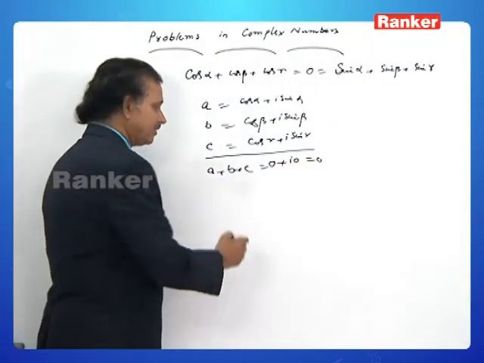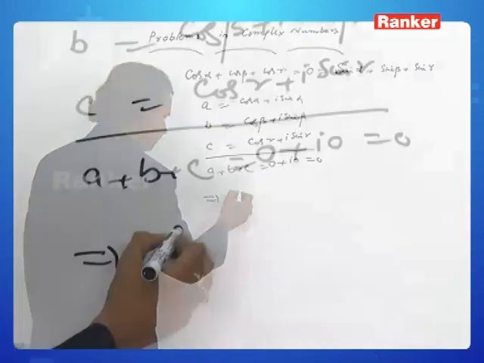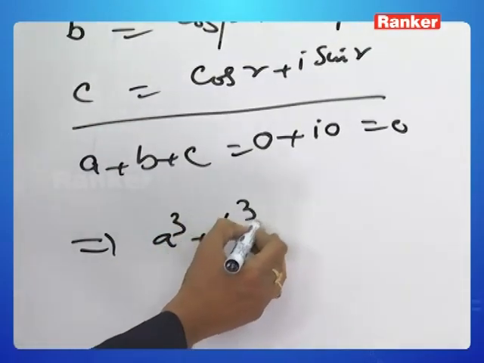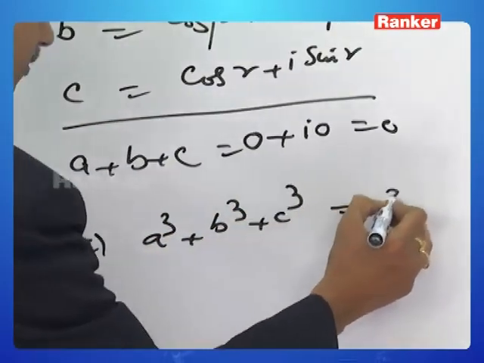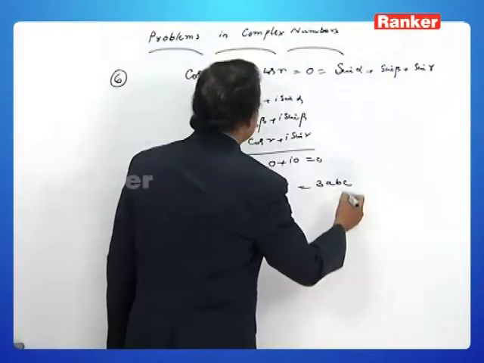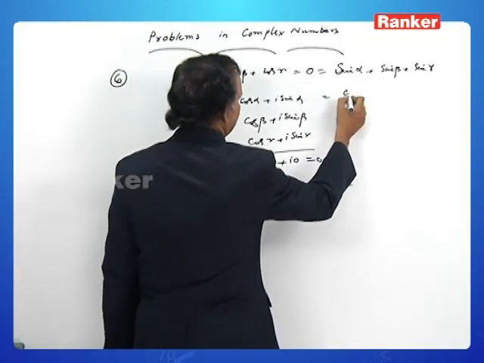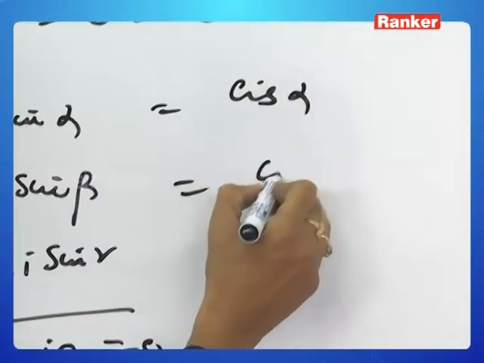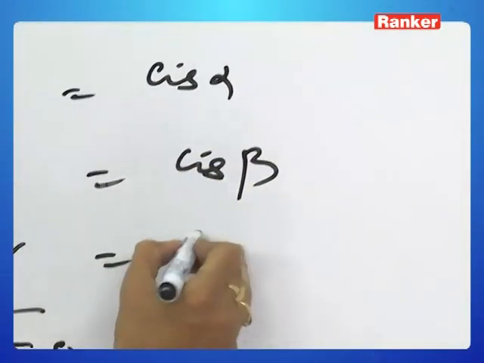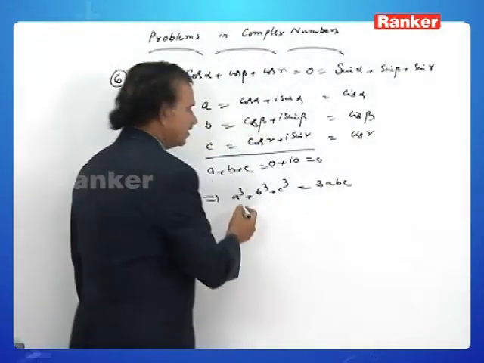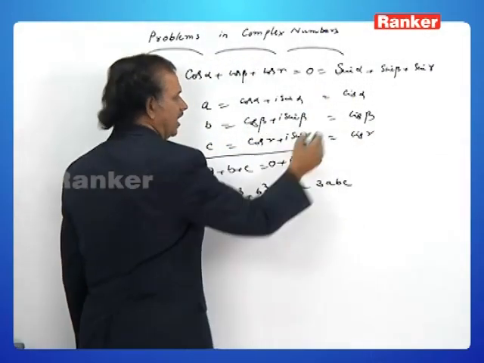As A plus B plus C is 0, you can be in a position to write that A cube plus B cube plus C cube is equal to 3ABC, right? By the by, what is A? It is nothing but cis alpha. It is nothing but cis beta. It is nothing but cis gamma. What is A cube? Cis alpha whole cube.